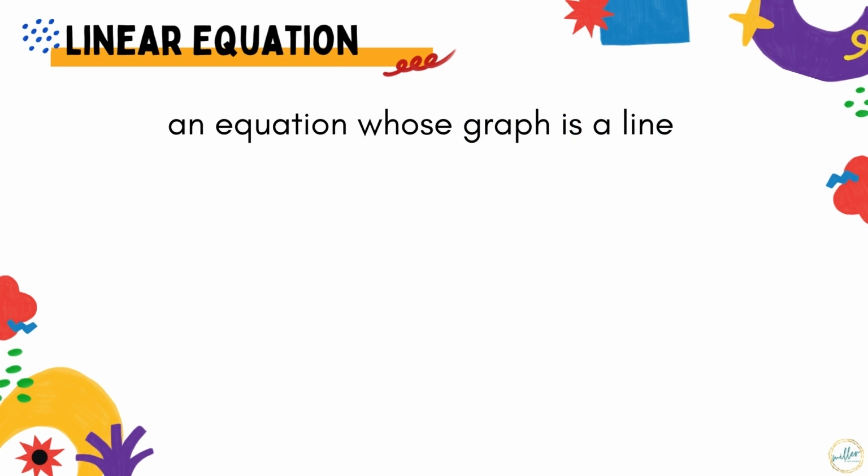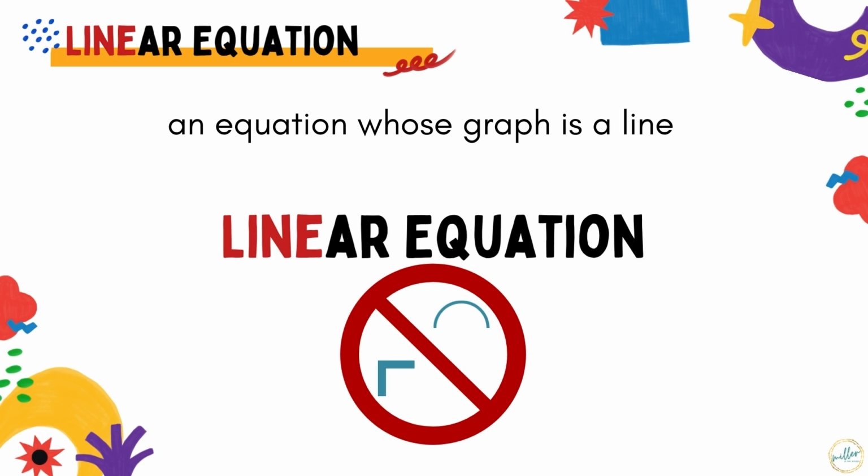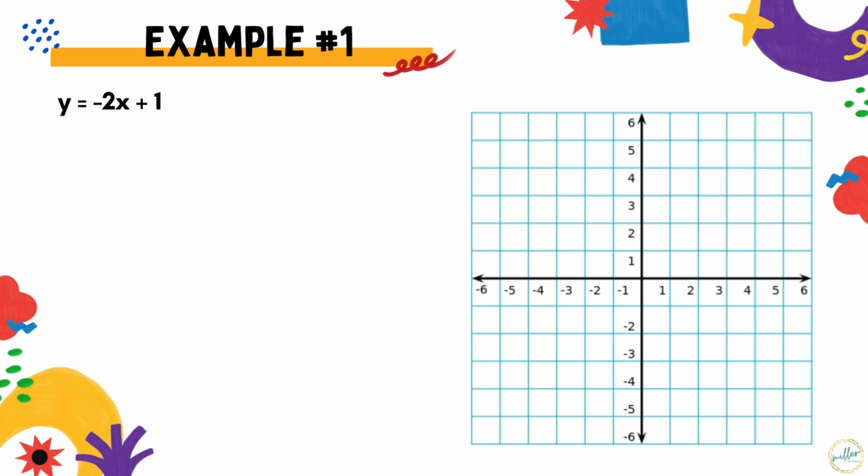A linear equation is an equation whose graph is a line. The word linear has the word line right in it. That's a good way to remember what it is. This line cannot stop or curve or turn like a corner. It has to continue going straight in the same direction. The points on a line are solutions of an equation. For example, (0, 1), (5, -7). Those solutions have x, y, and they can be substituted in for the x and the y in the equation and make the equation true.